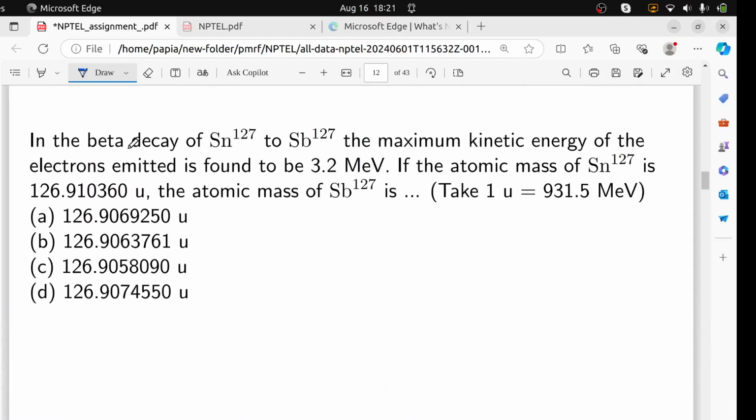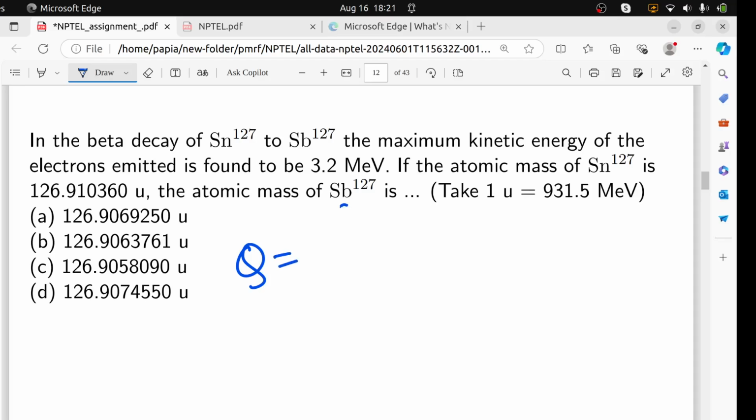So now in that case they are telling that in the beta decay of Sn to Sb, the maximum kinetic energy of the electrons emitted. This phrase is nothing but the Q value. So the Q value will be 3.2 for this question, and if the atomic mass of Sn is given as this one, they are asking how much the atomic mass of Sb will be. I have already told you what the Q value will be.